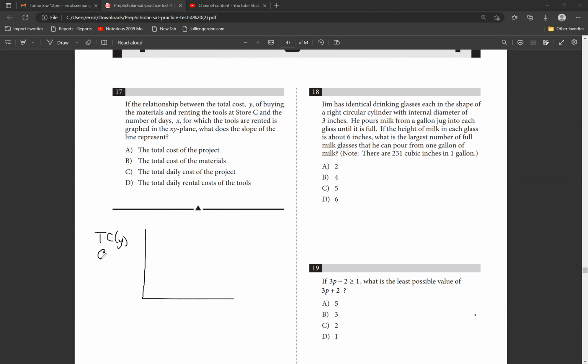At store C, the total cost at store C is the y-axis, and the number of days, x in days, is the x-axis. So the slope would be the total cost of the project, total cost of materials, the daily cost of the project. Project, yeah, that seems like a lot. Total daily rental cost of the tools, no. It would be materials. It wouldn't just be one or the other. It would be the whole thing. I think that one's C.